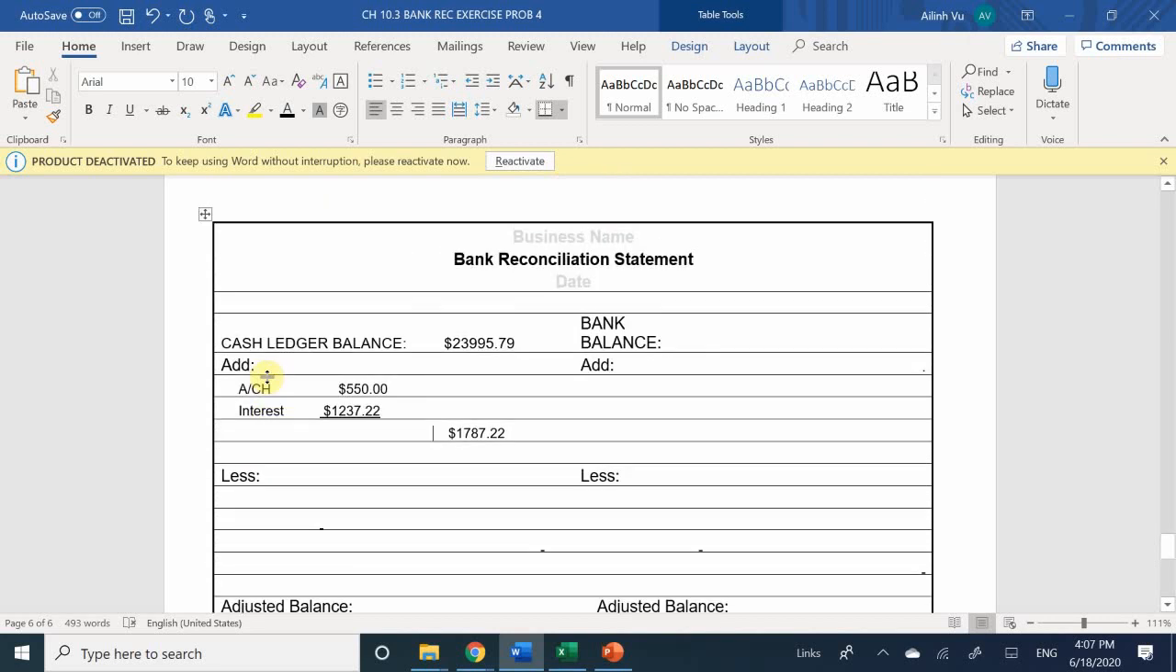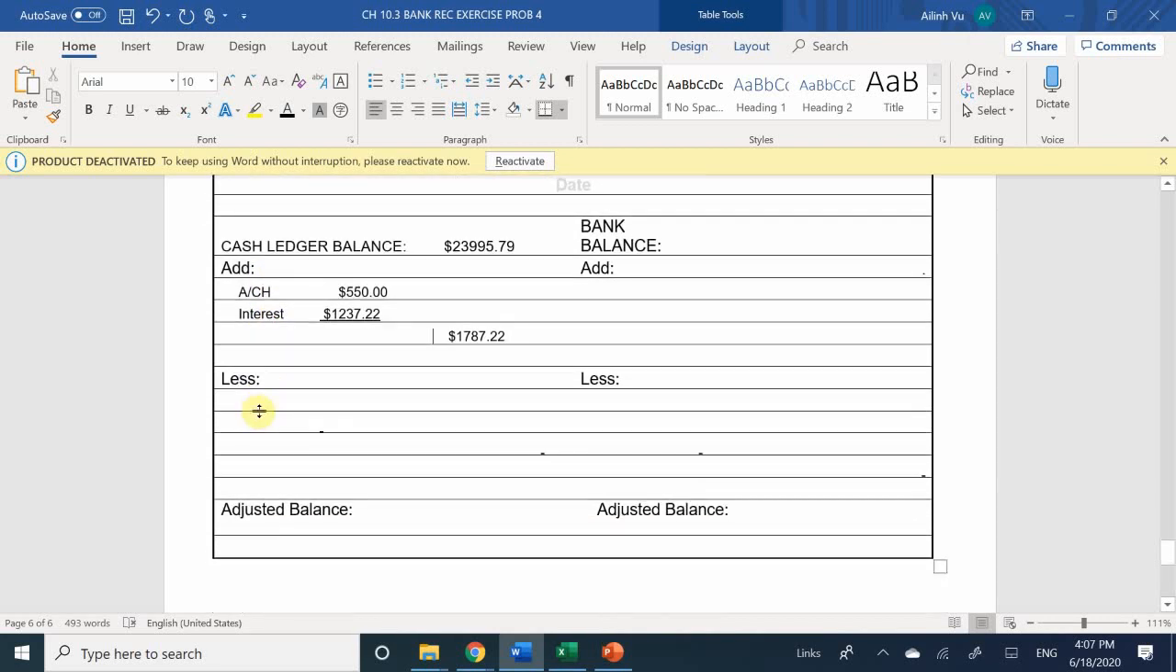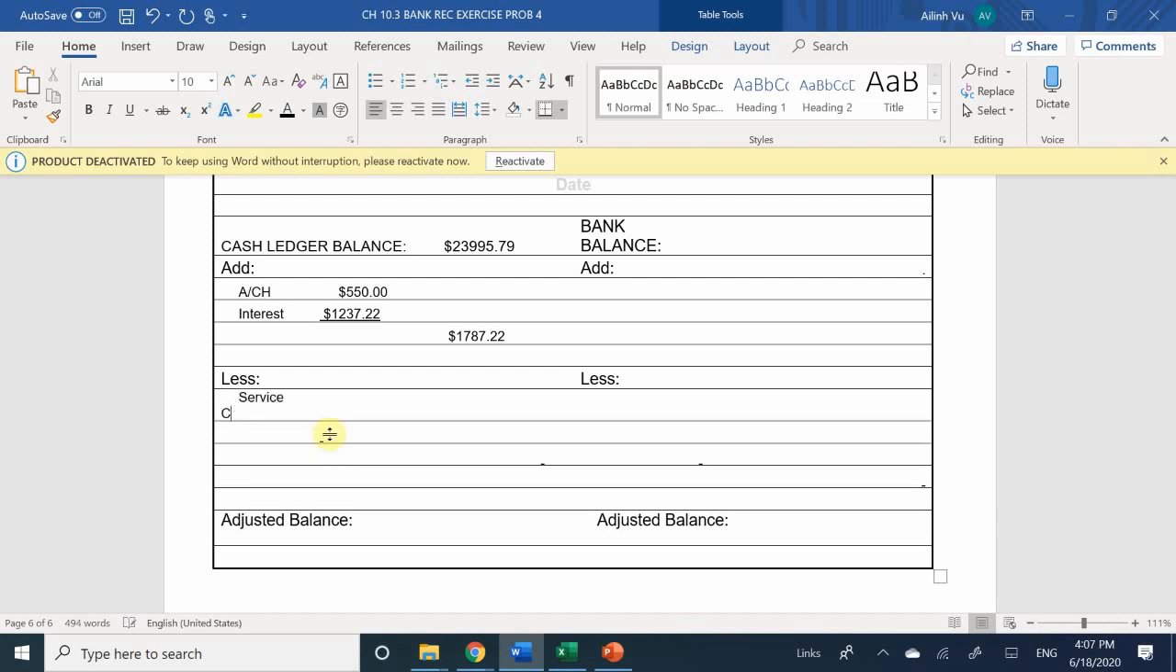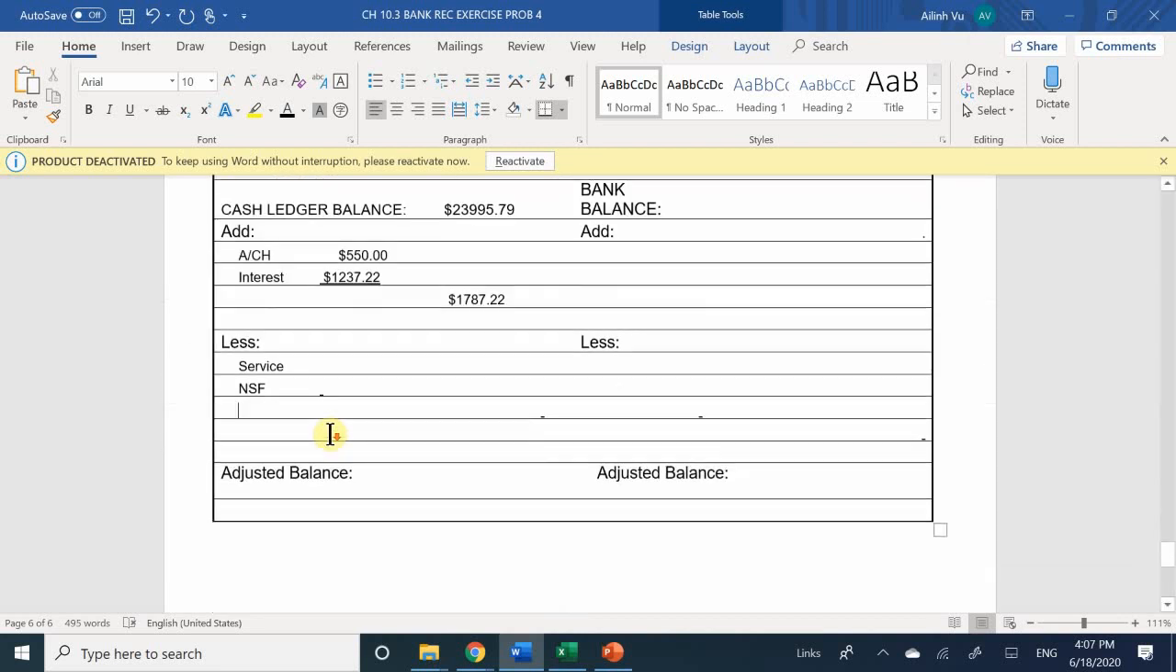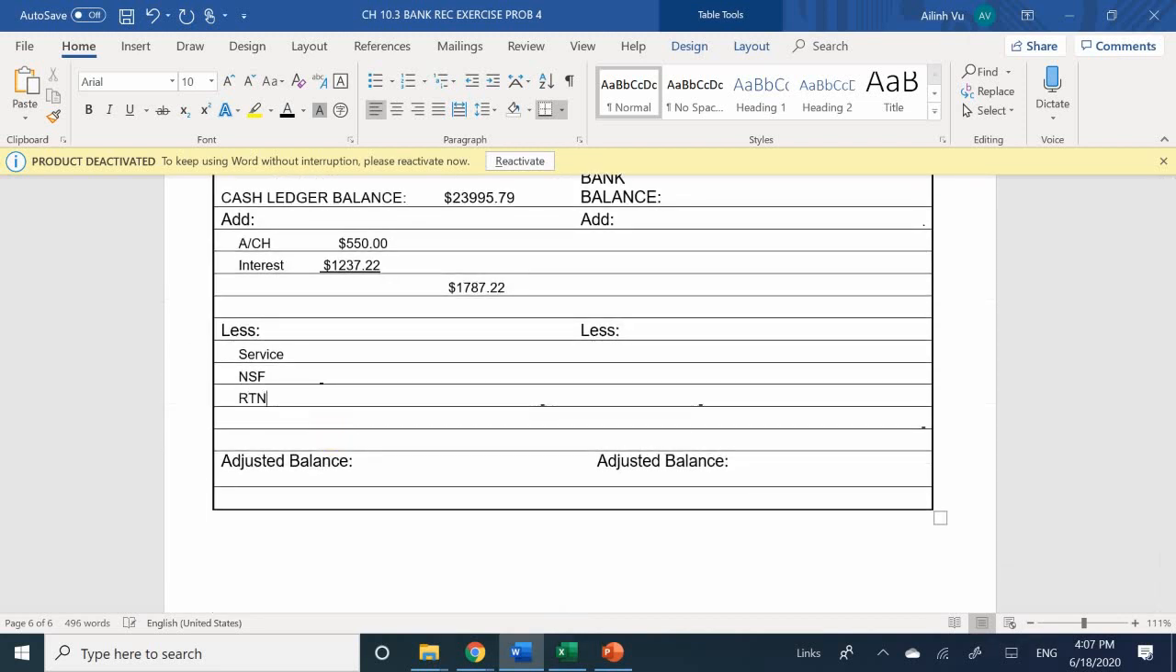Okay. What else do we need to add in here? Or sorry, not add. What else do we need to recognize in here? Service charge, NSF, and returned checks, to subtract. Service charge and fees and stuff. So the fees, NSF, and what was the last one? Returned checks. Yeah.